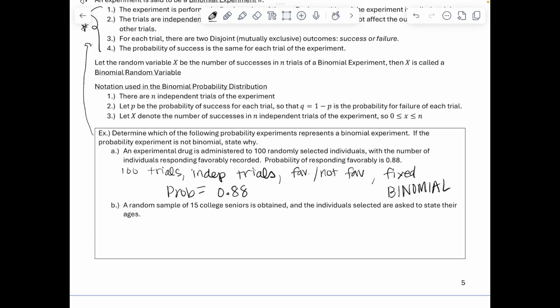Part B says a random sample of 15 college seniors is obtained, and the individuals selected are asked to state their ages. For this, we do have a fixed number of trials, which is 15. And the trials are independent since we are dealing with people that have no relationship with one another. However, if you're asking about their ages, we will have more than 2 outcomes. Students could have been held back a year, maybe they're 19 and they're a senior, or maybe they skipped a year and they're only 16 or 17 and they're a senior. So we have more than 2 outcomes, and once one of those requirements is not met, we know that this is not binomial.